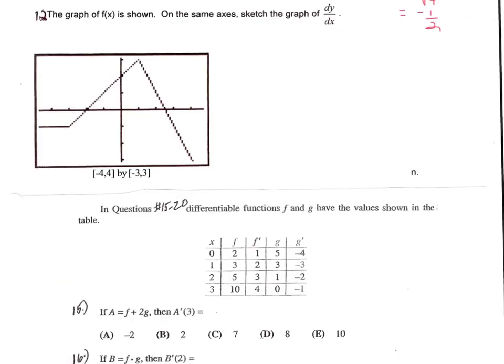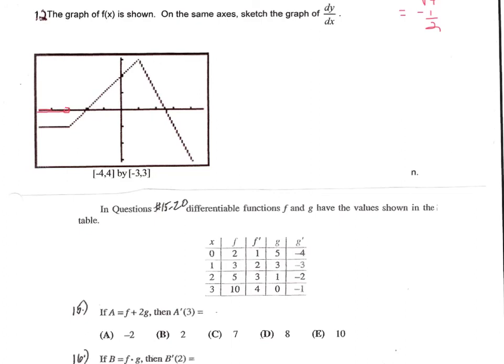For number 12, we're given the graph of f of x, and we want to sketch the graph of dy dx, which is the derivative. So when we're sketching the derivative, we want to take a look at the slopes and graph the slopes. So if I take a look at this portion of my graph, the slope is definitely 0. So I'm going to have a line at 0 to show that all my slopes remain 0.